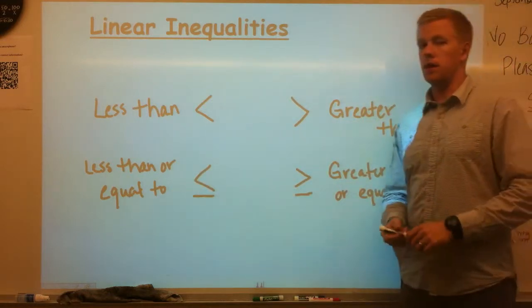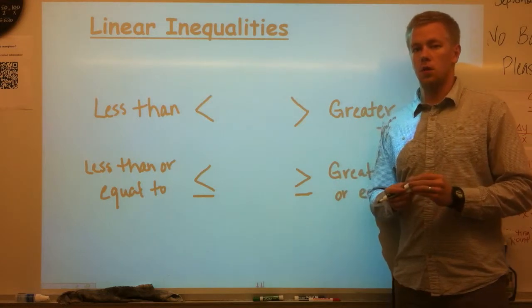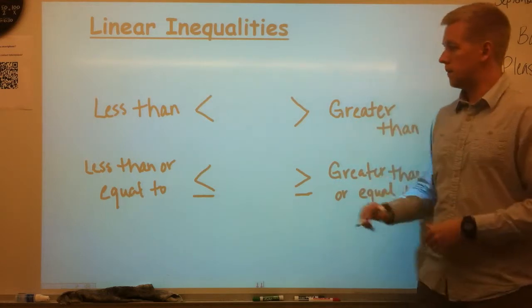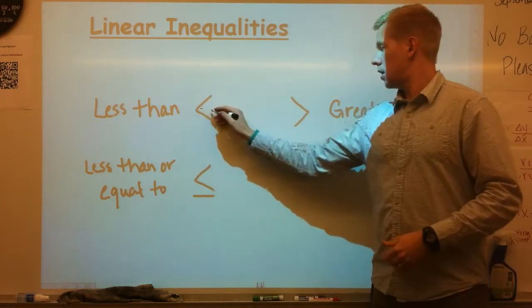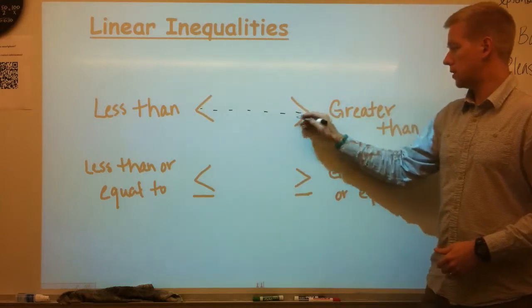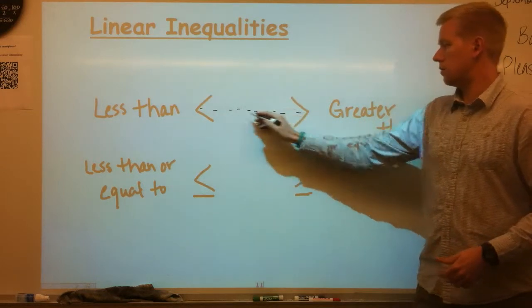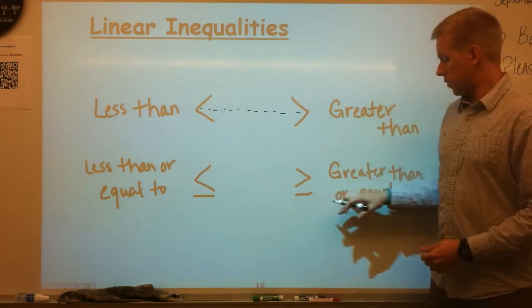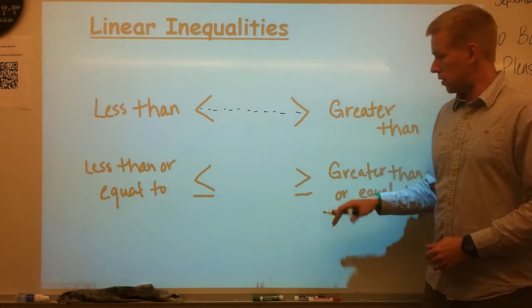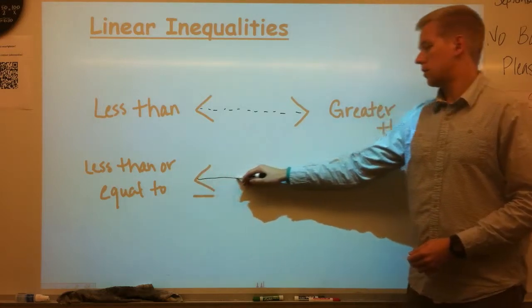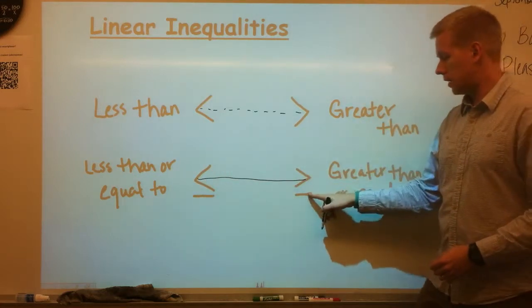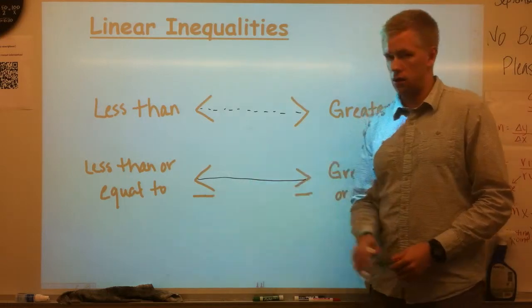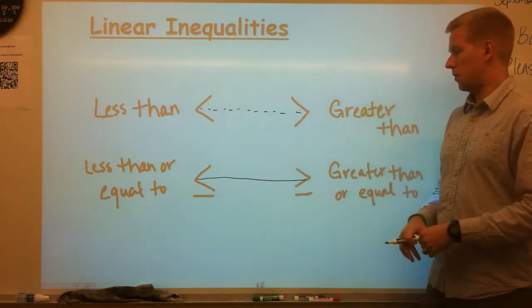Now the key thing with these are the types of lines when we go to graph. These two symbols get dotted lines or dashed lines. The symbols that are less than or equal to are going to have solid lines. Okay? The way I remember that is if they have a line underneath it, it's a solid line. It's something easy for me to remember.